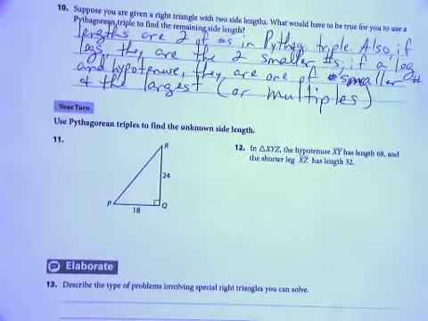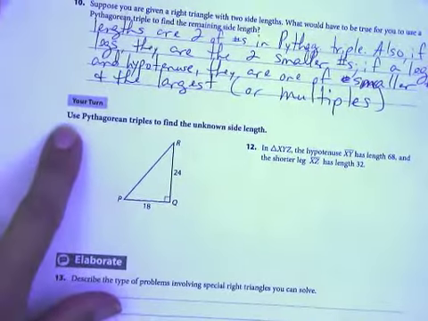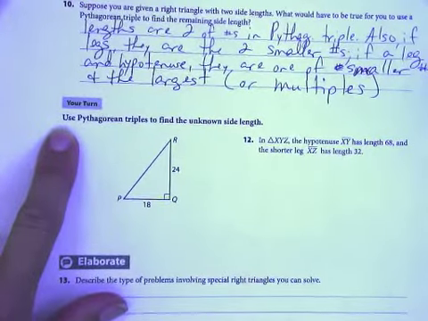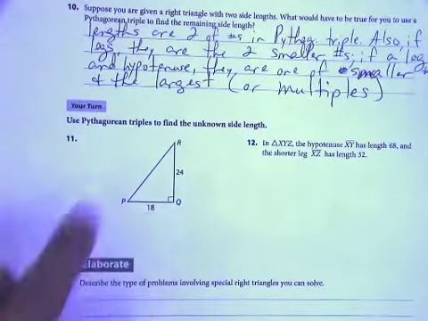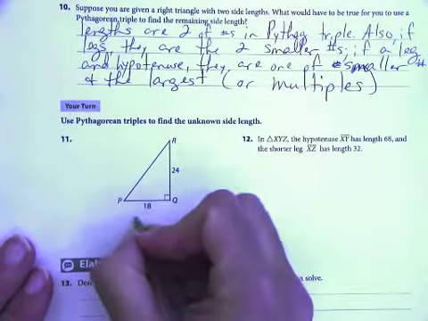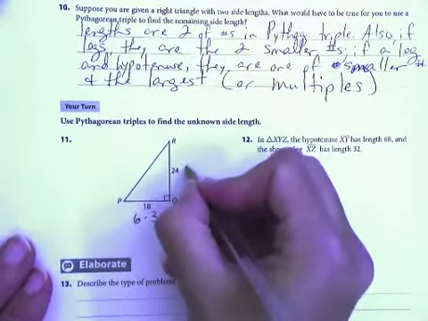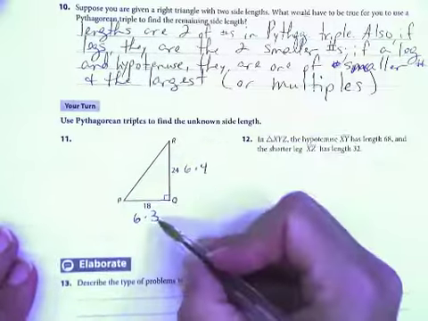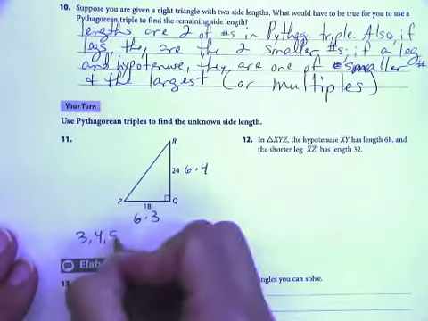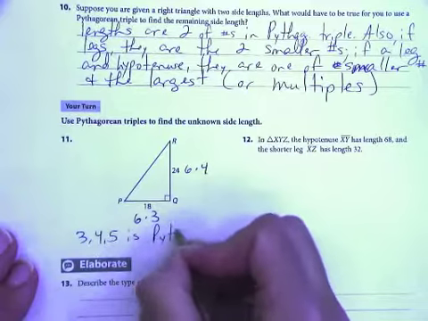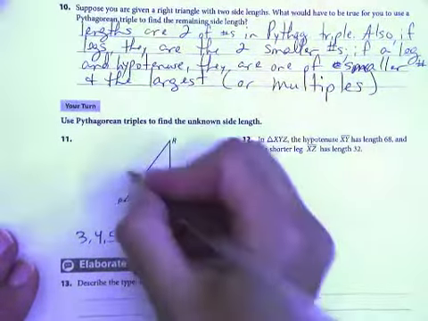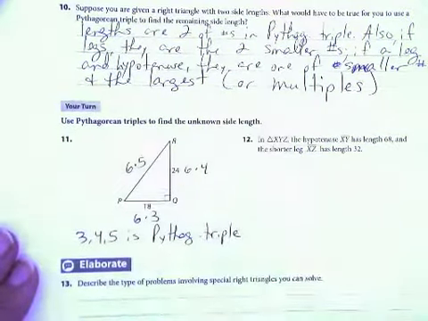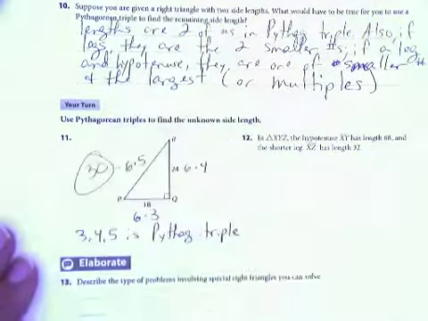For example, in this your turn example, I have these two legs. So it's asking me to use Pythagorean triples to find the unknown side length. So what do 18 and 24 have in common? They're both divisible by 6. Okay, so this is 6 times 3. This is 6 times 4. I know that 3, 4, 5 is a Pythagorean triple. So that means this must be 6 times 5, which is 30.